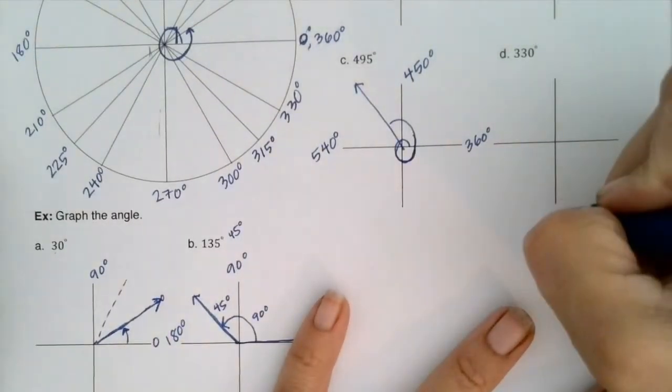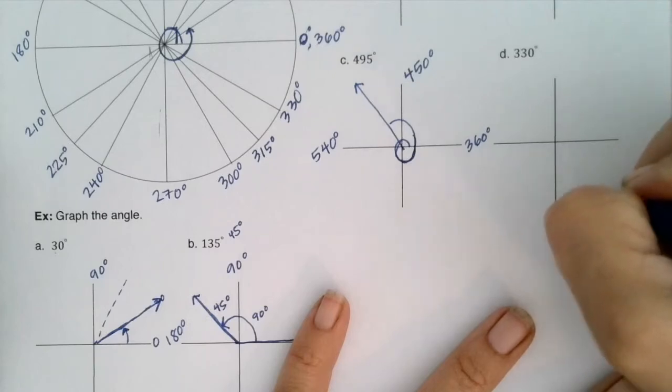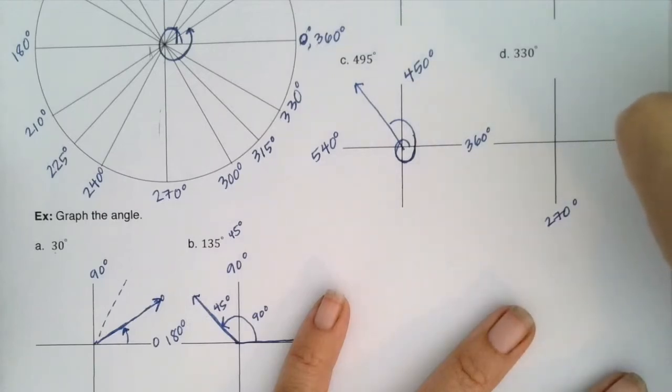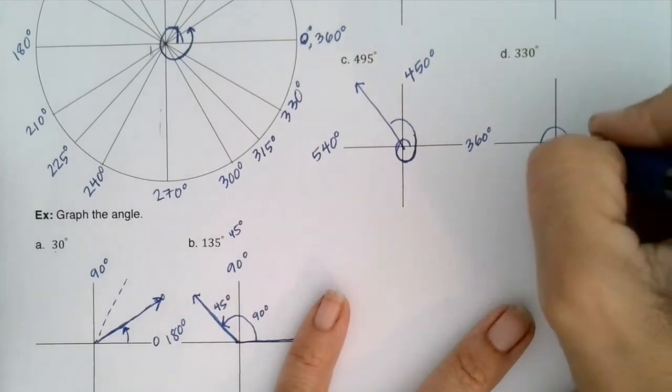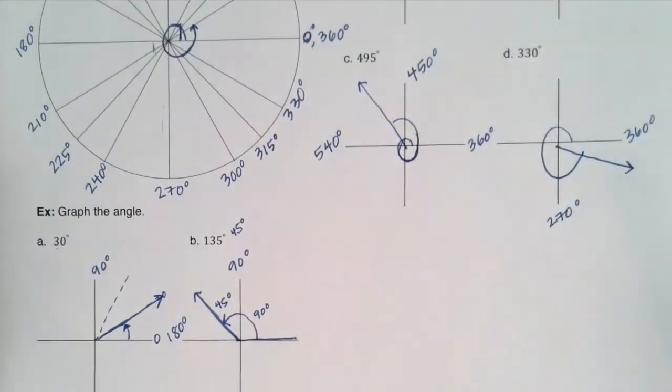Last one is 330. So this is 270 degrees, and this is 360 degrees. And that one's just going to be 30 degrees away from 360. And that's it.